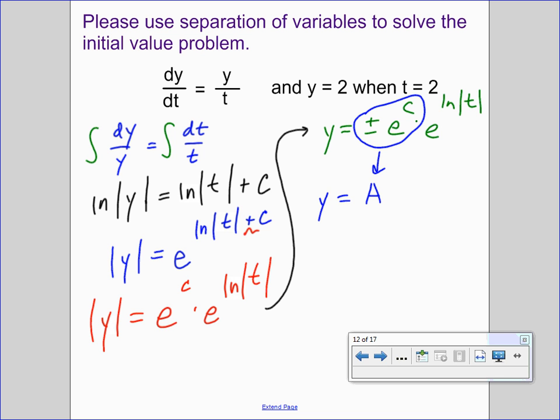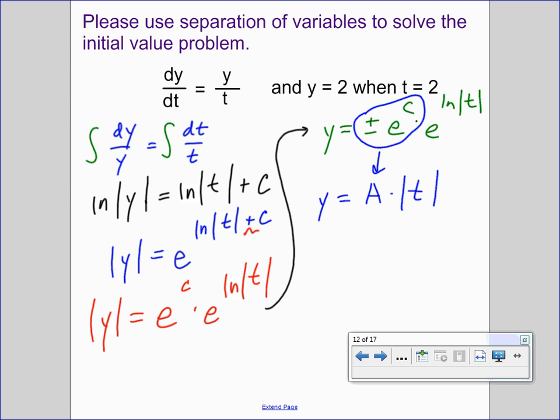y equals a times, and then e to the natural log of absolute value of t is equivalent to what? Absolute value of t. e to the natural log of something is equivalent to the something, in the same way that the natural log of e to the blah is just blah. So they undo one another due to inverse properties of exponentials and logarithms of the same base. Therefore, this right-hand side is just a times absolute value of t. We've solved for y and generated a general solution to this differential equation.